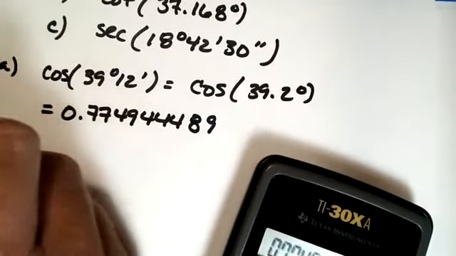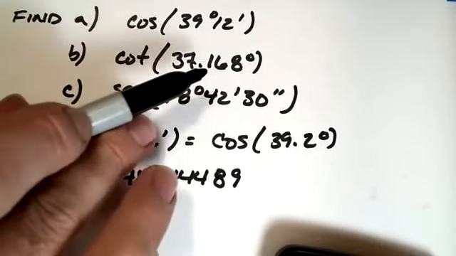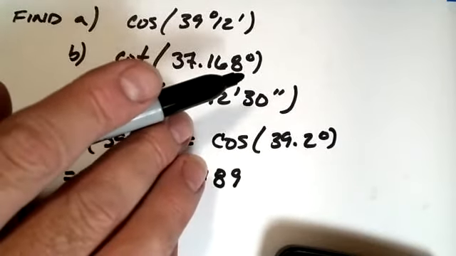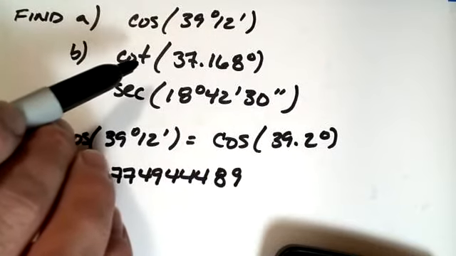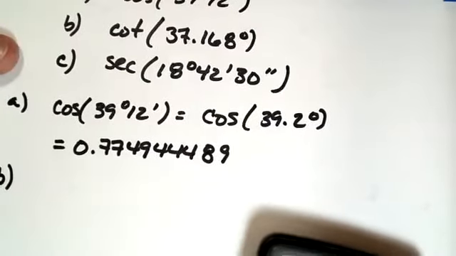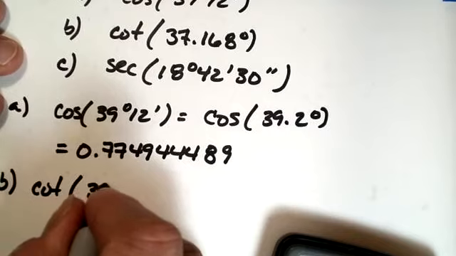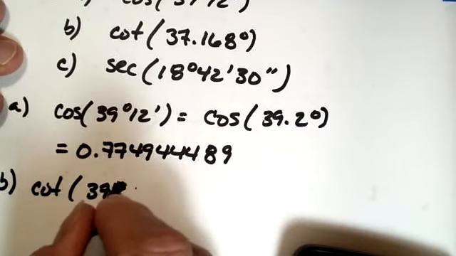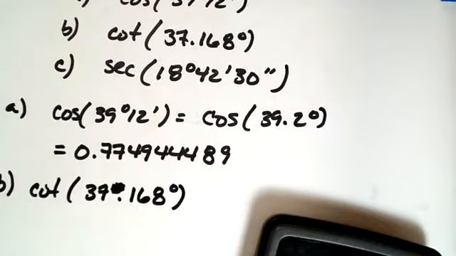How about part B? So the cotangent, in this case, finding the cotangent of 37.168 degrees, I don't have to convert this, right? Because it's already in decimal degrees. But cotangent's not a button on my calculator. So I do need to use a fundamental identity first. Now, probably I could use a reciprocal identity to turn this into tangent, but why not just use the cofunction? That way I don't have to worry about taking 1 over.